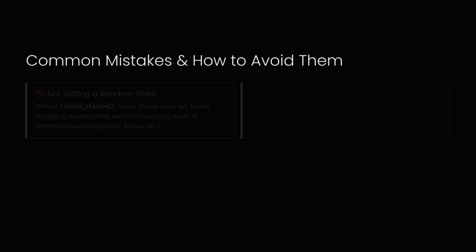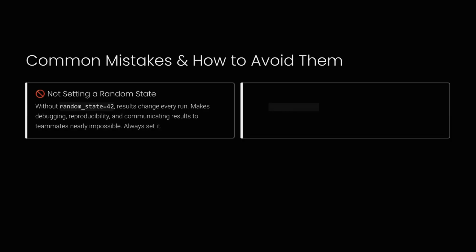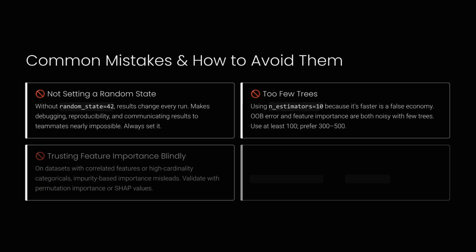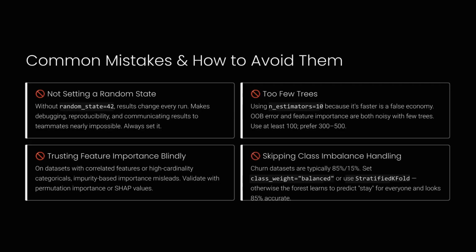Avoid common mistakes. Always set a random state for reproducibility. Use enough trees, preferably 300 to 500, to ensure stable results. Validate impurity-based feature importance with other methods, and always handle class imbalance.